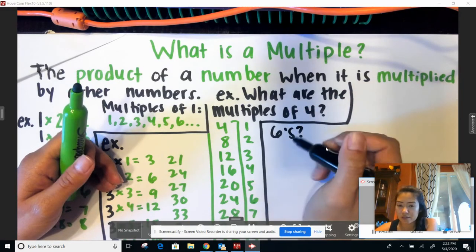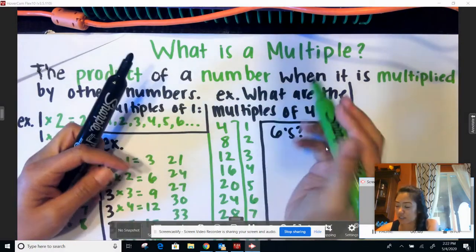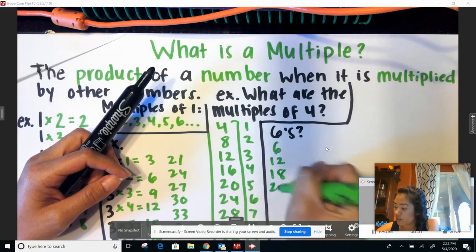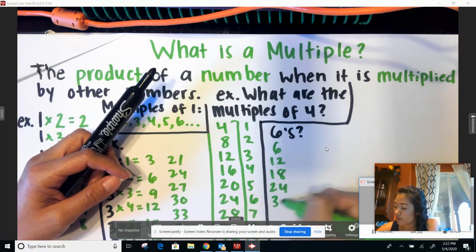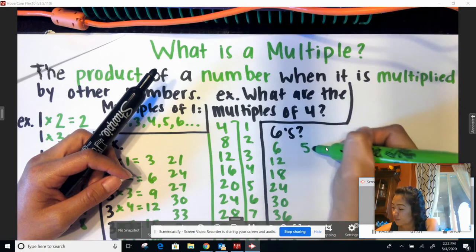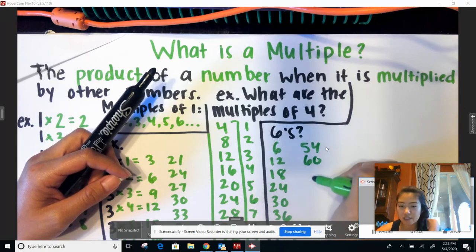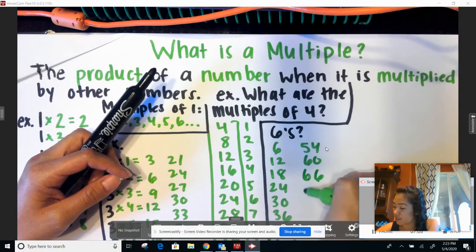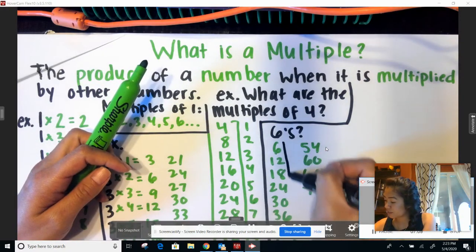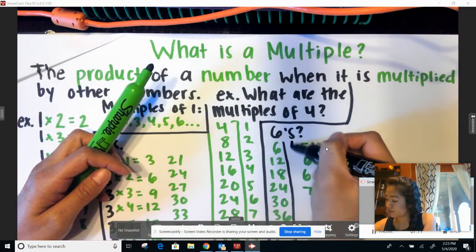6s. If you recite your 6s: 6, 12, 18, 24, 30, 36, there's more. 42 and 48, 54, 60, that's great. 66 and 72, I know my 6s, how about you?